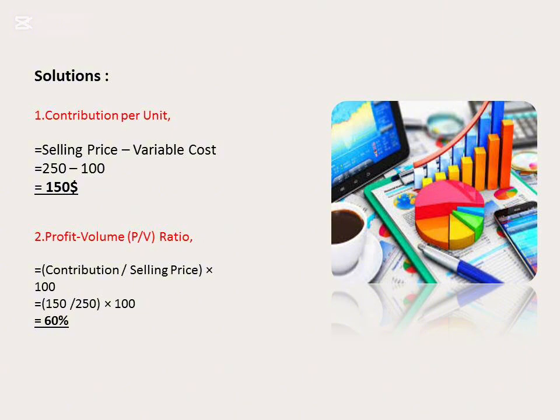First up is the contribution per unit. Here's the formula: selling price minus variable cost equals contribution. So $250 minus $100 equals $150. Now let's find the profit volume ratio. Here's the formula: contribution divided by selling price, then multiplied by 100. So 150 divided by 250, then multiplied by 100 gives us 60%.